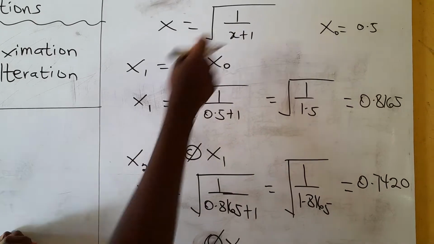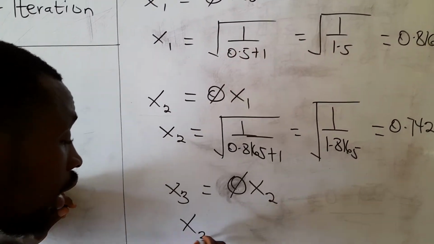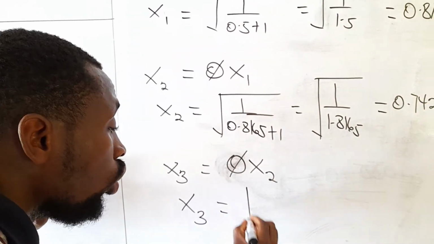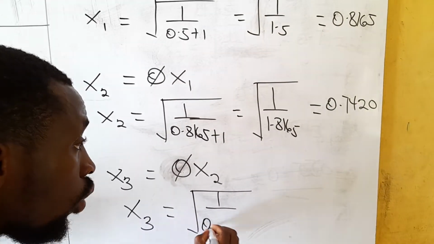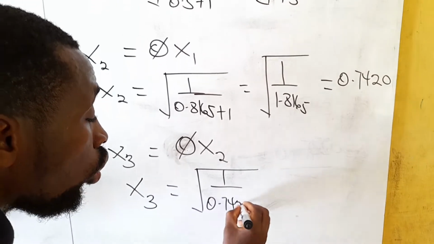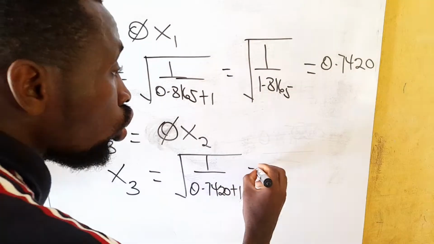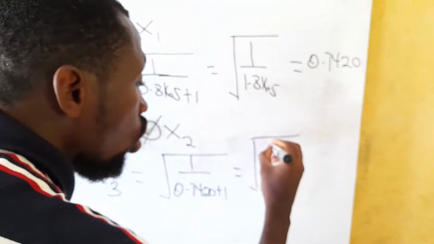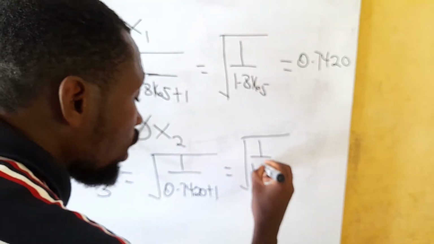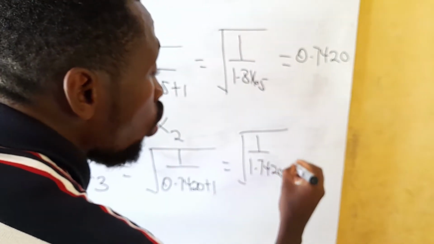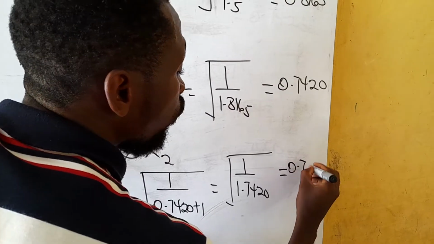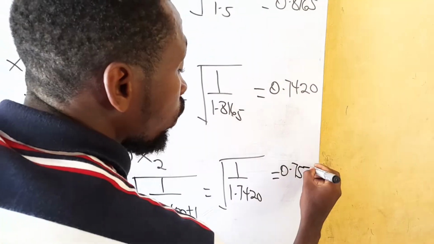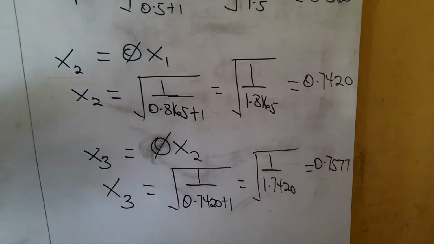Now our x3 will be the substitution of x2 in place of x in this function. So our x3 will be equal to the square root of 1 over 0.7420 plus 1, which will be equal to the square root of 1 over 1.7420. When we solve that very well, we'll get 0.7577. That becomes our x3.